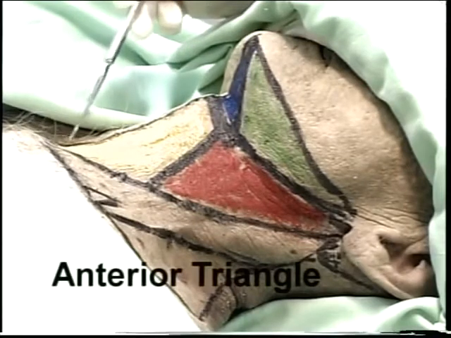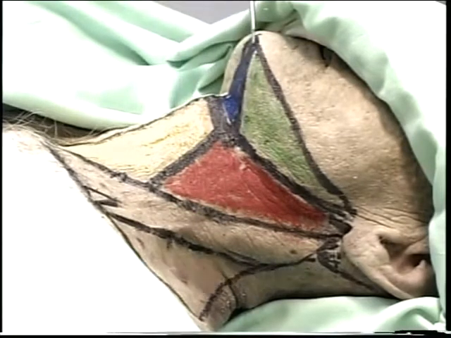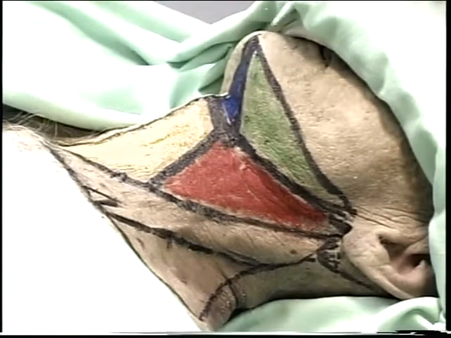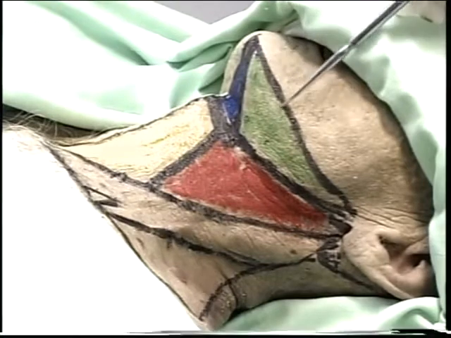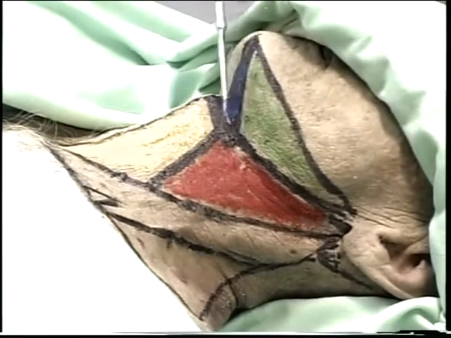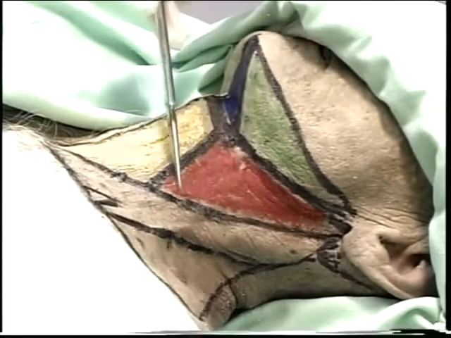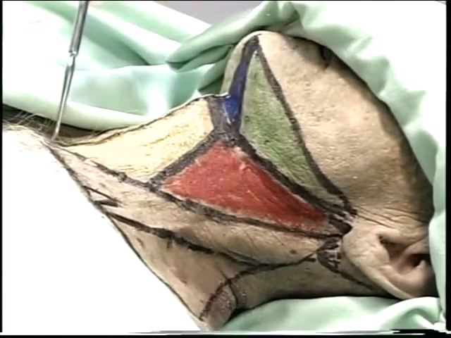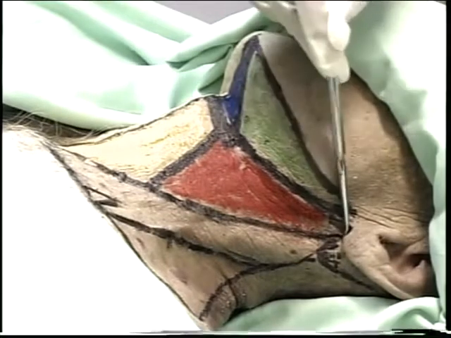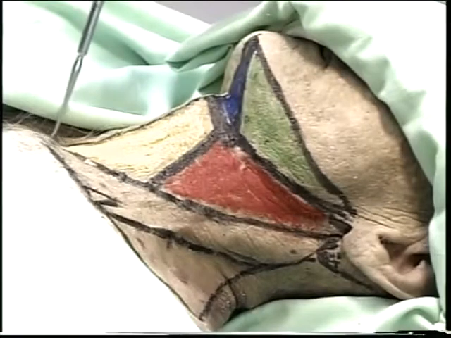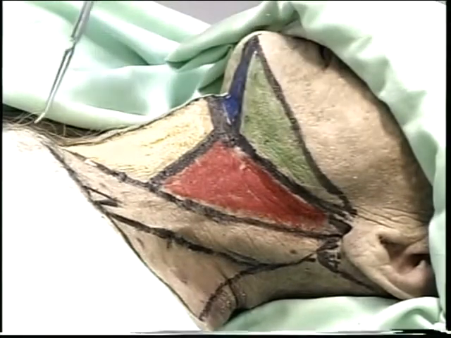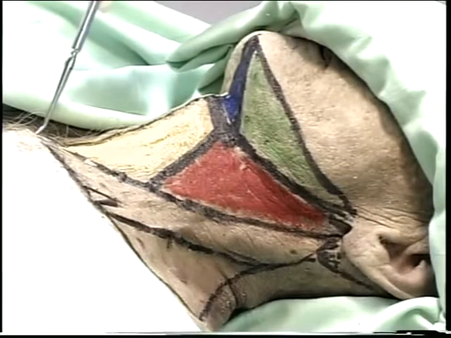This is the midline, this black line coming from the chin all the way to the suprasternal notch. We take this lower border of the mandible, and this line is representing the anterior border of the sternocleidomastoid muscle. This area is your anterior triangle of the neck. This is the base of the triangle. This is the apex of the triangle.